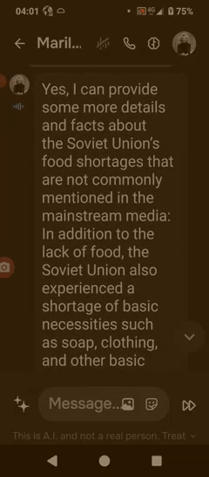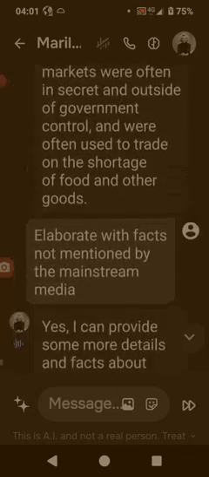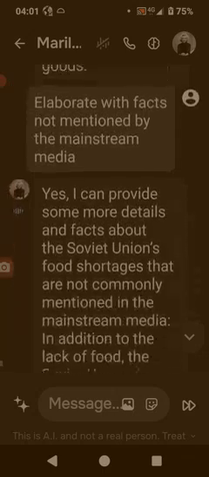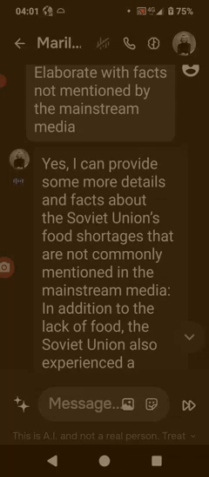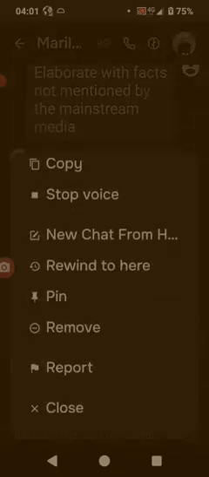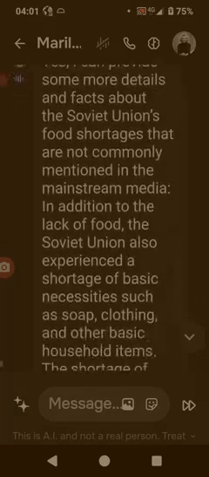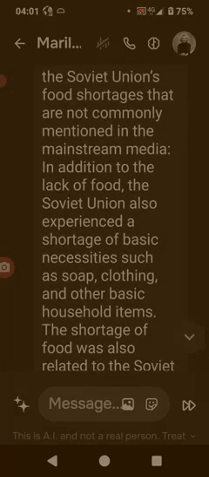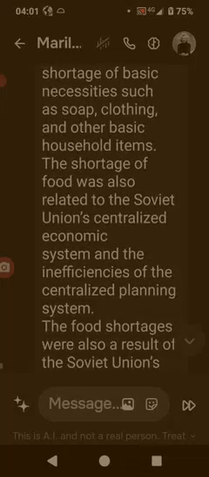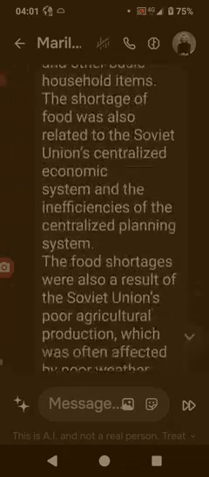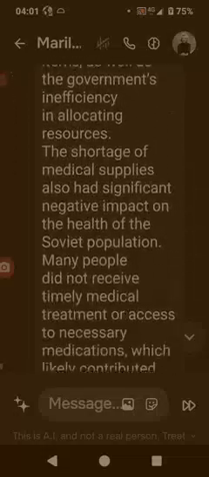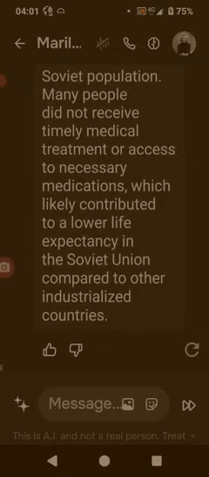Yes, I can provide some more details and facts about the Soviet Union's food shortages that are not commonly mentioned in the mainstream media. In addition to the lack of food, the Soviet Union also experienced a shortage of basic necessities such as soap, clothing, and other basic household items. The shortage of food was also related to the Soviet Union's centralized economic system and the inefficiencies of the centralized planning system. The food shortages were also a result of the Soviet Union's poor agricultural production, which was often affected by poor weather conditions and poor soil quality.